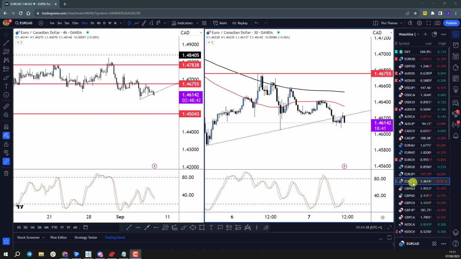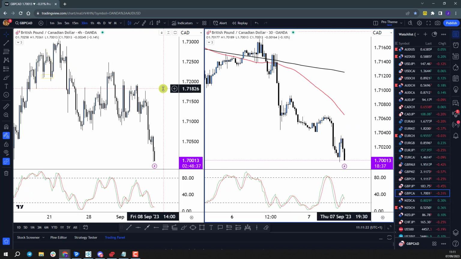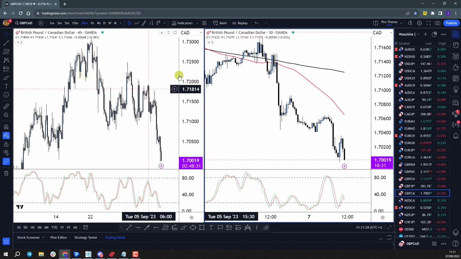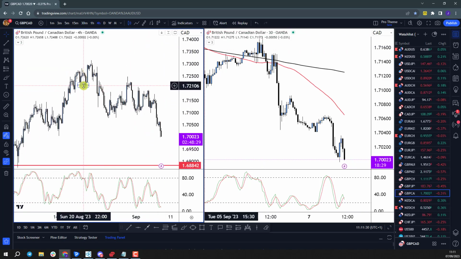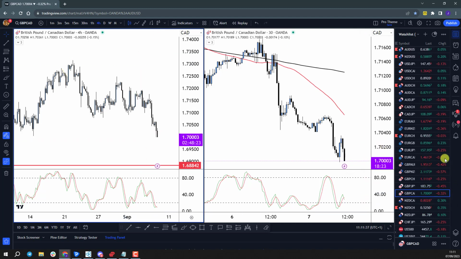Going on to pound CAD then. So it's actually a good thing we stayed away from cable yesterday. Cable was actually on the tables as a strong currency yesterday, and we had a little look around and we said the conditions weren't looking great for cable, or it's not cable but pound, when we looked at the overall market shape. It was down yesterday.